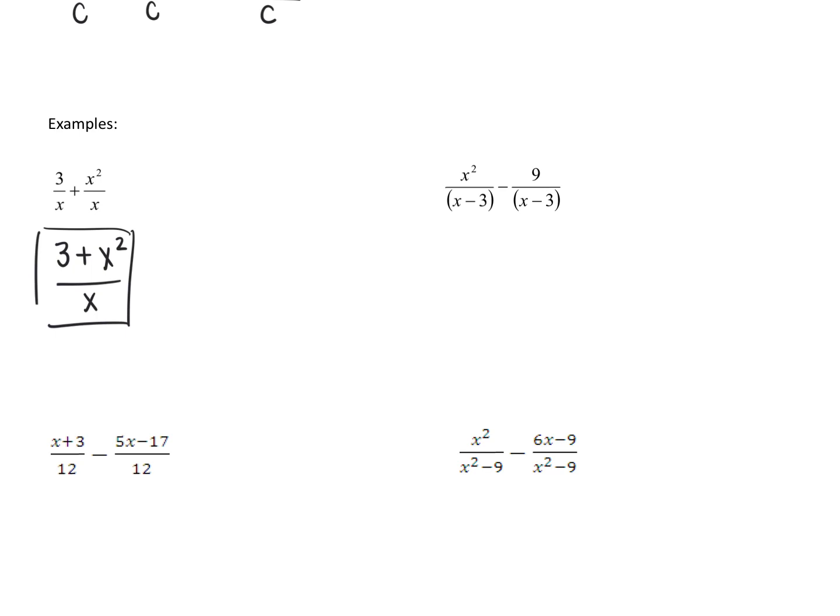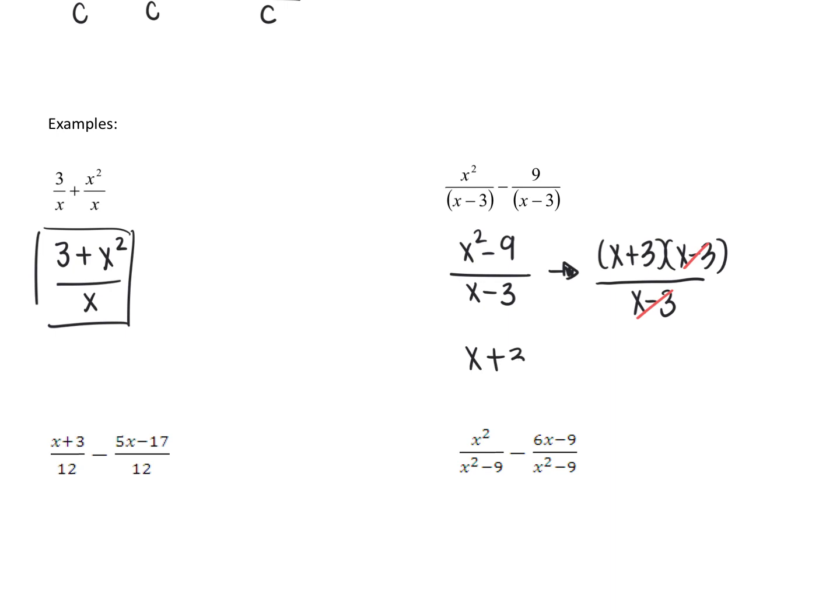Second example, we have x squared over x minus 3 minus 9 over x minus 3. So we'll have x squared minus 9 over x minus 3. Now this I can simplify because x squared minus 9 I can factor. It's a difference of squares. x plus 3, x minus 3, all over my denominator of x minus 3. If I look, I can cancel the x minus 3's. So I'm just left with x plus 3.